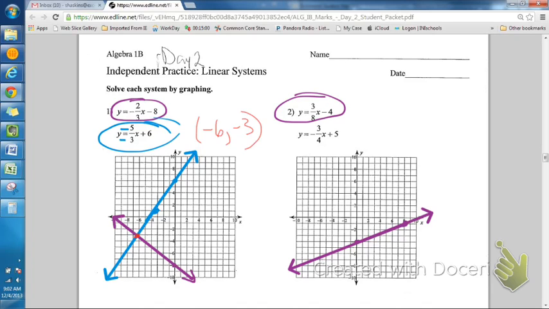Now I'm ready to graph my second equation. So my y-intercept this time is at +5. My slope is -3/4. So I go down 3, 1, 2, 3, and over to the right 4. 1, 2, 3, 4. I have my 2 points. Now I graph the line.